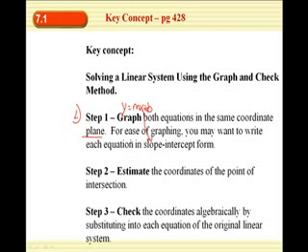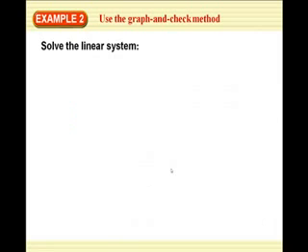You'll see on the example, just to make sure our line is consistent. And then it says estimate the coordinates of the point of the intersection. Sometimes they might not pass in the exact places, so hopefully they'll pass right on the corners right there. So that's exactly what we did, where we saw where the two lines cross. And then step 3, check the coordinates algebraically by substituting them into each equation. Okay, so let's do that.